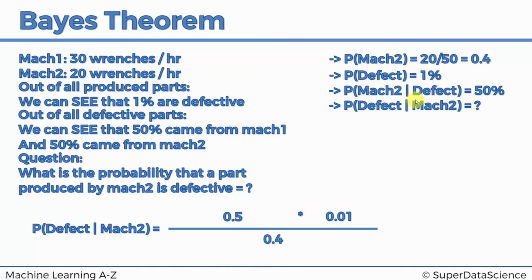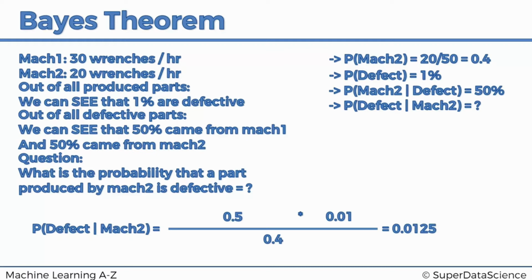Multiplied by the probability of a part coming from machine 2, given that we're only looking at defective parts, or given that the part is known to be defective, it's 50%. So there it is. And we're dividing that by the probability of the part coming from machine 2 overall, and that is 40%. So if we plug that in, we get 0.0125, so 1.25%. 1.25% is the probability that machine 2 will spit out a defective part, right?